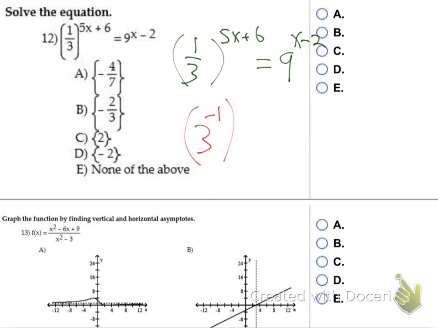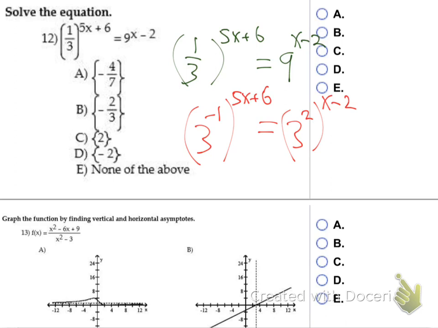Good job. You remember that? Yeah, negative powers flip things. 3 to the -1 is 1/3. That's right. The other side, you guys know, 9, that's just 3 squared. Good so far? So I made both, yeah.